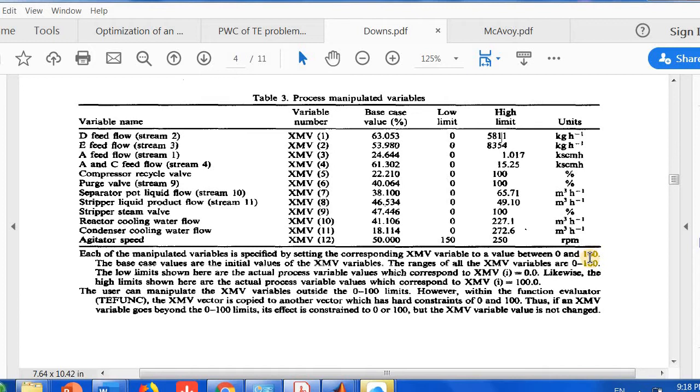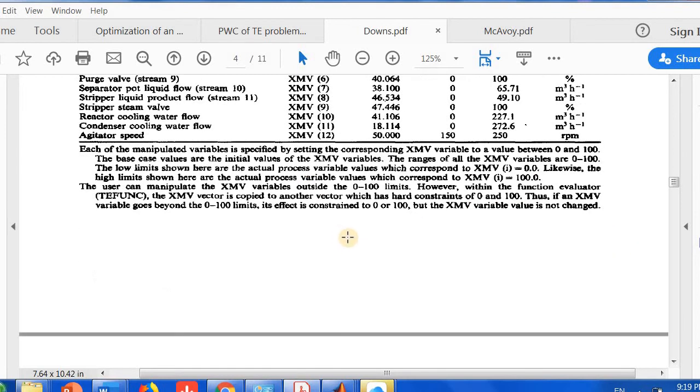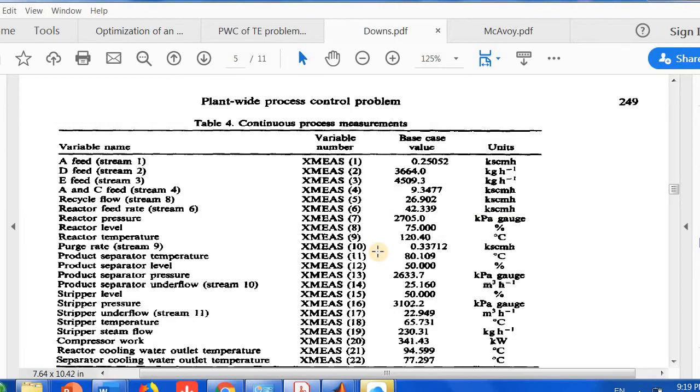I'm just mentioning this again: the ranges of all xmv variables are 0 to 100. Why do I mention this? Because sometimes you forget and you manipulate the xmv to 110, and then you tell me, oh, I got a good temperature response, but you can never get an xmv of 110. So please take that into consideration.